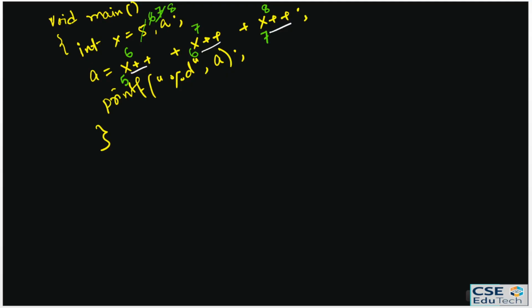But what is the value of a? It will be 5 plus 6 plus 7, so 5 plus 6 plus 7 is basically 18. Okay, so the output of a will be 18.